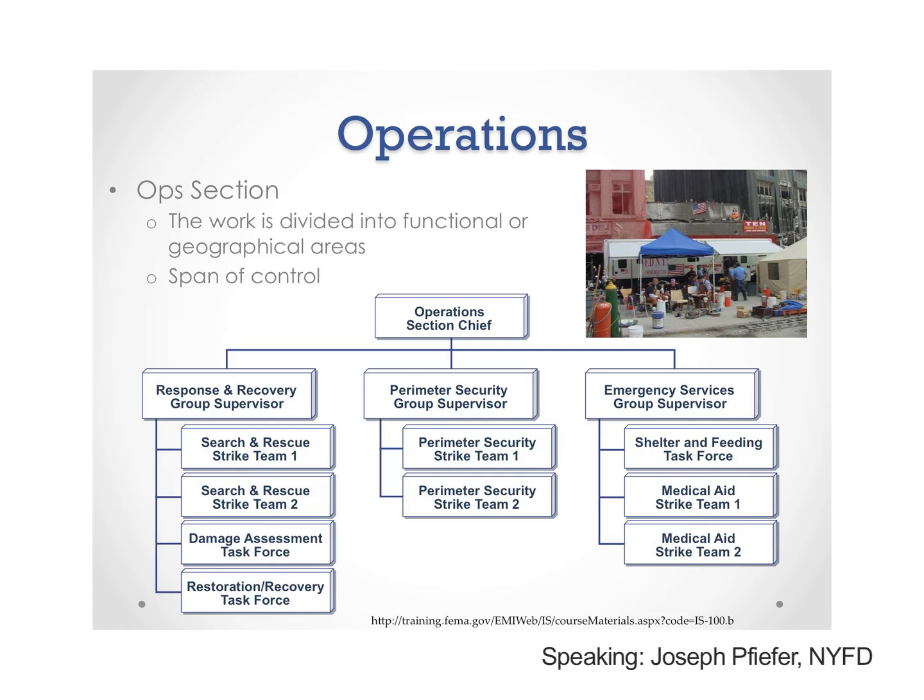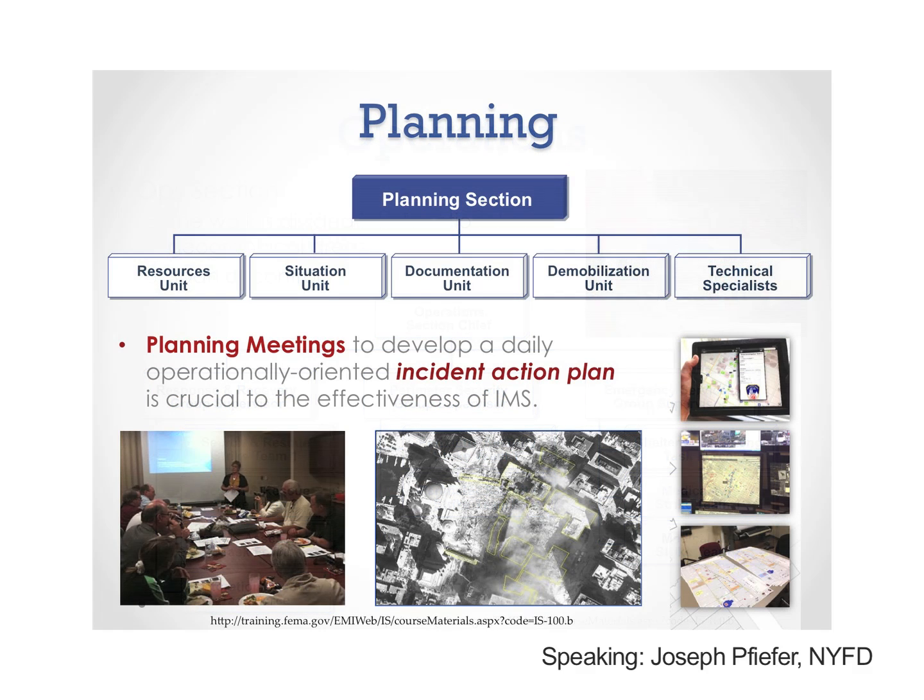When we try to command everything centrally from one command post, we couldn't do it. We couldn't do it at the Trade Center. What we had to do was split it into smaller sections and have those sections report to a unified command. Let's move to the next slide, and we'll talk about planning.